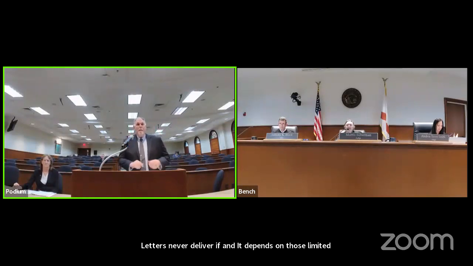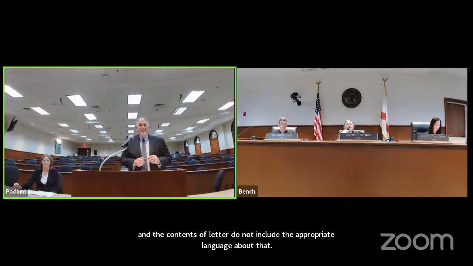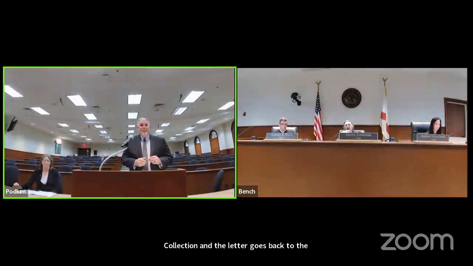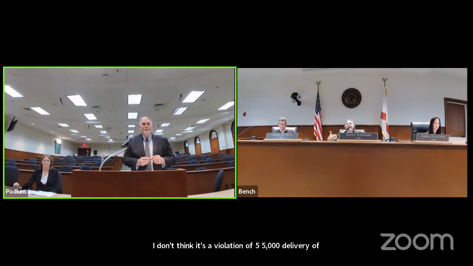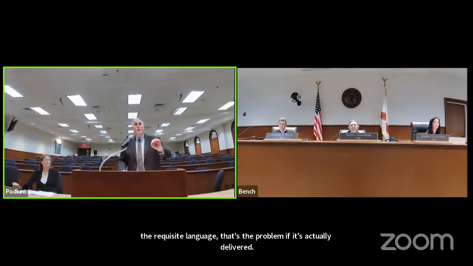But I think that's to me a relevant analogy, because if a lender prepares a letter and maybe even puts it in the post office box in an envelope, and the contents of the letter do not include the appropriate language about debt collection, and the letter goes back to the lender unopened, etc., is that a violation of the statute? I don't think it's a violation of 55972. So delivery of the problematic language or the letter not containing the requisite language, that's the problem, if it's actually delivered. But the behavior we complain about is not the delivery, it is the disclosure.